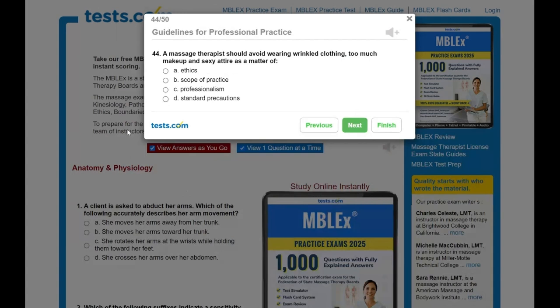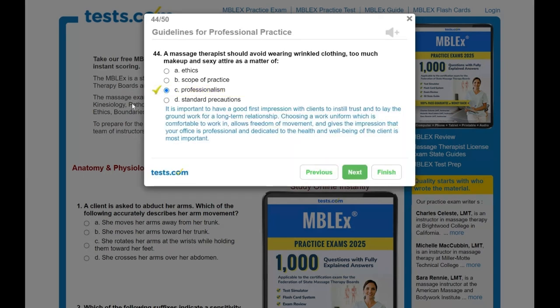Question 44. A massage therapist should avoid wearing wrinkled clothing, too much makeup, and sexy attire as a matter of A. Ethics. B. Scope of practice. C. Professionalism. D. Standard precautions. C. Professionalism. It is important to have a good first impression with clients to instill trust and to lay the groundwork for a long-term relationship.